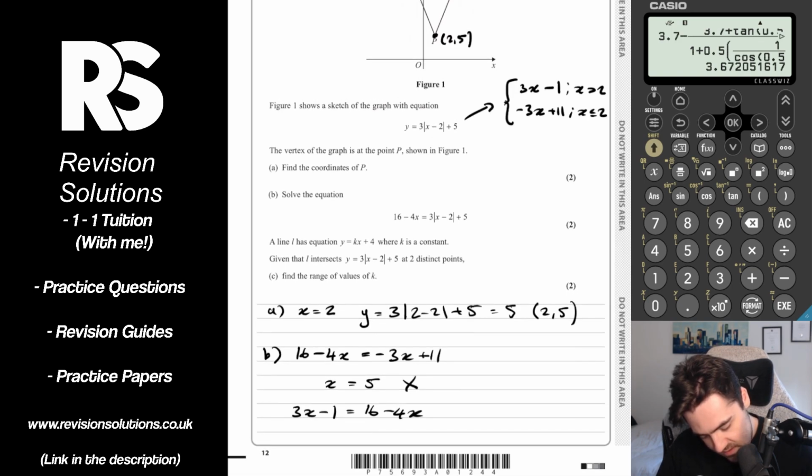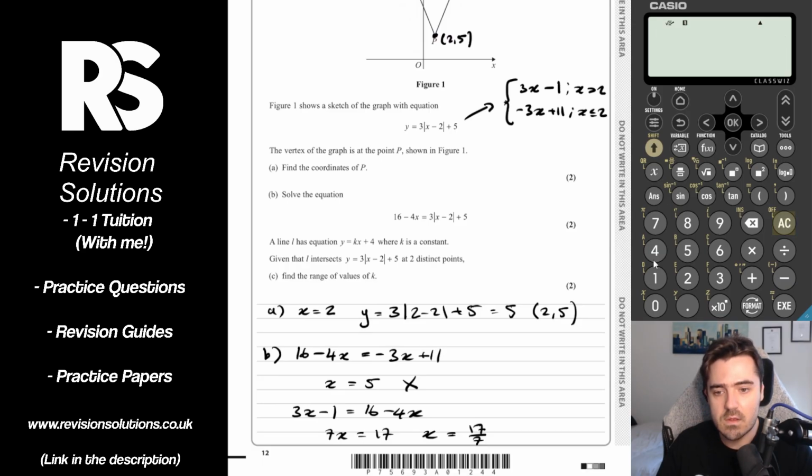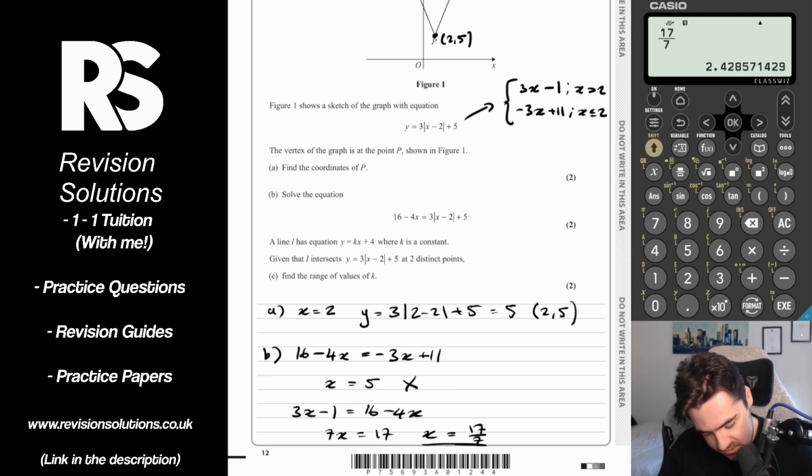Solving that, we'd have 7x equals 17, or x equals 17 over 7. And I will just check quickly that that's actually bigger than 2. Yeah, it is bigger than 2, because 2 lots of 7 is 14. But let's just confirm in the calculator. Yeah, 2.42. So that's our solution. Just to make it clear that that's the solution we want.